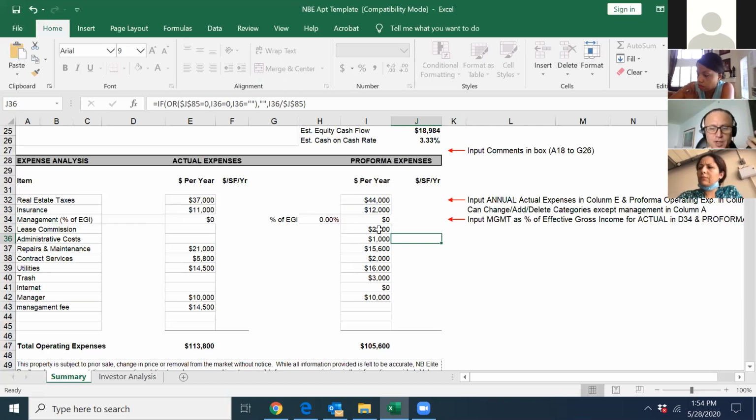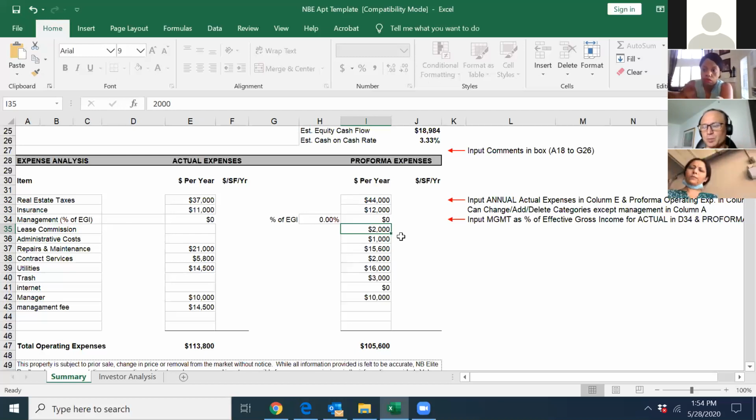Okay, lease commission. Let's say you have 18 units, Yolanda, and you're leasing your apartments. How many apartments are you going to lease through MLS, Roomster, and ListHub yourself, without another agent representing the tenant? But sometimes the tenant is represented by an agent. So my rule of thumb is $2,000 to $3,000 in commission. So I will say $2,000. Okay, administrative cost. If you have an eviction, maybe one per year, you can put $200 here.